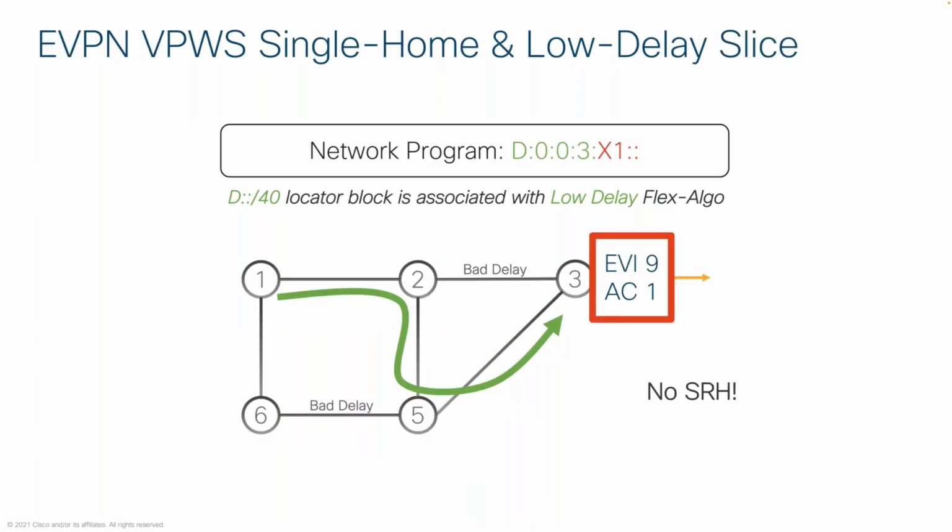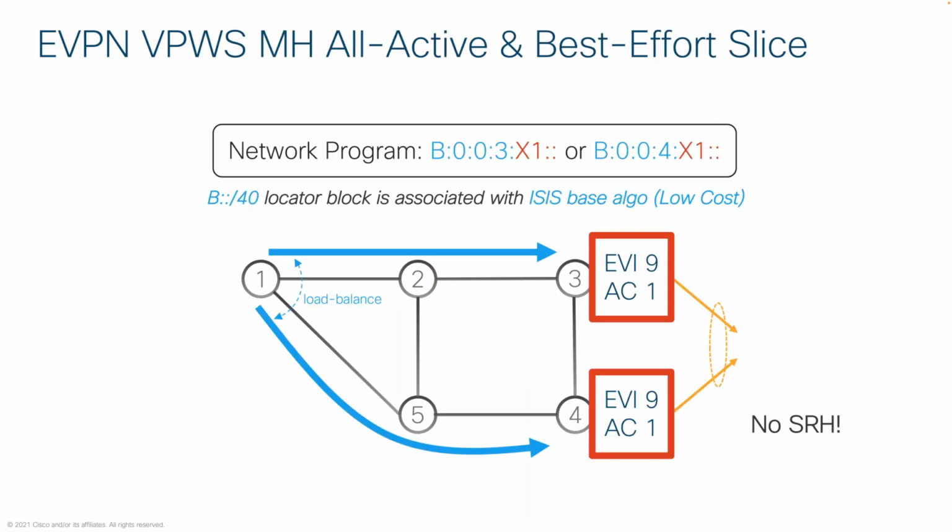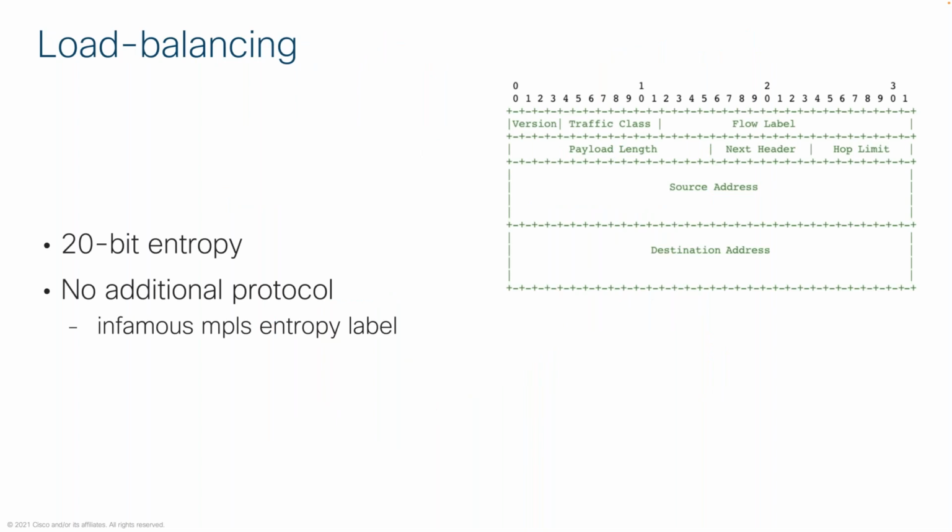Just checking how I'm doing for time. Okay, I'm getting low on time. We have another EVPN VPWS example. I just want to touch on load balancing since we're getting close to the end of my time slot.